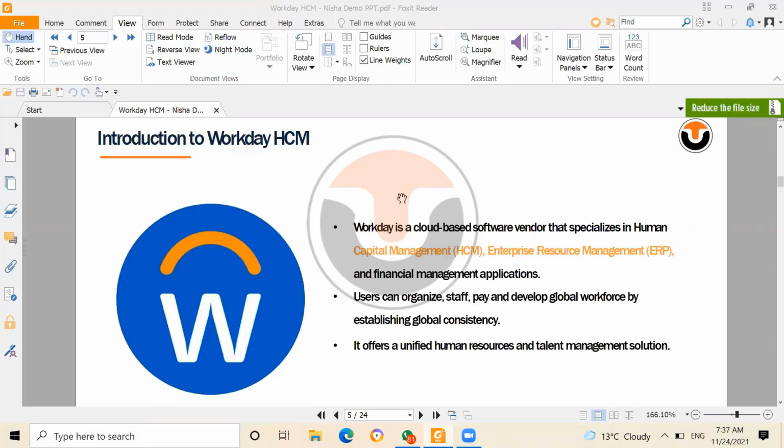Again, there are pluses and minuses of cloud-based software. The plus is that we can use it anywhere. We don't need any installations, we don't need maintenance and all that. This is done by the Workday team only. We are just going to use it. That is the plus point. One minus is for cloud in general, not for Workday.